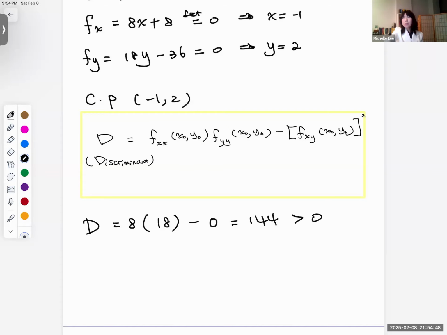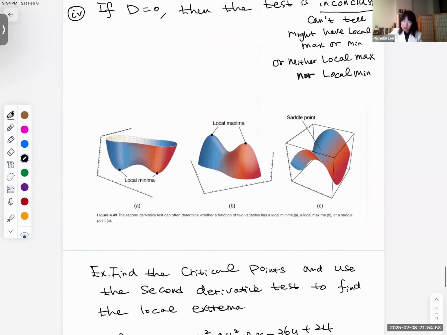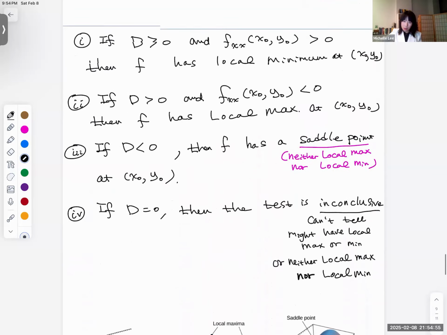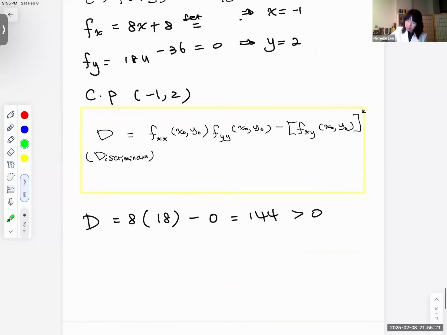Okay, so we have two conditions here: the discriminant is greater than 0, and then the second partial derivative with respect to x is greater than 0 or less than 0, right? Greater than 0, we have a local minimum. Less than 0, then we have a local maximum, right? So let's do that.